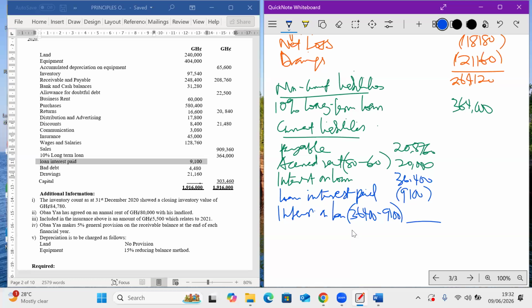Which one do you prefer? Is it the first or the second one? The second one. Do you prefer to write it this way or the second method? Which one? First.